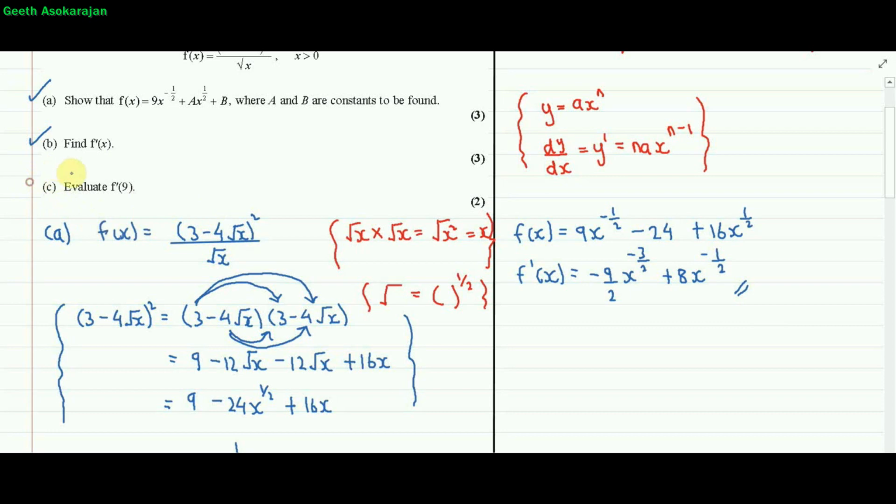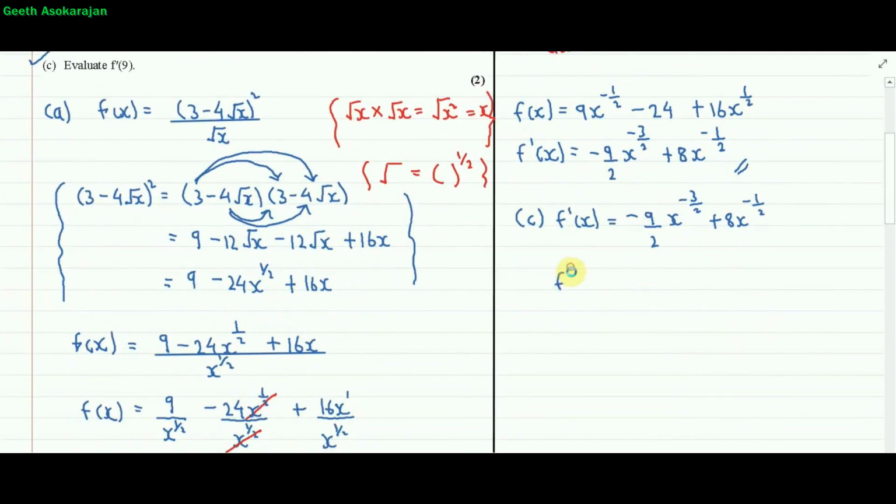Now let's focus on the last part, part C. Evaluate f prime 9. To work out f prime 9, very straightforward from here. All we do is take our answer for f prime x and replace the x's by 9's. So for f prime x, we had minus 9 over 2 x to the power minus 3 over 2 plus 8x to the power minus half.